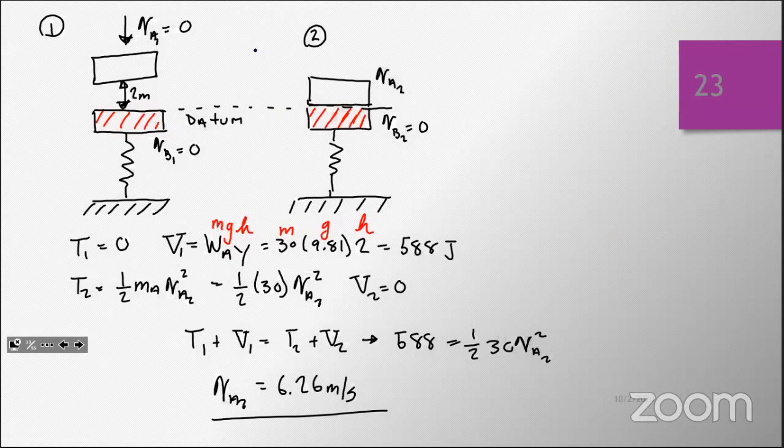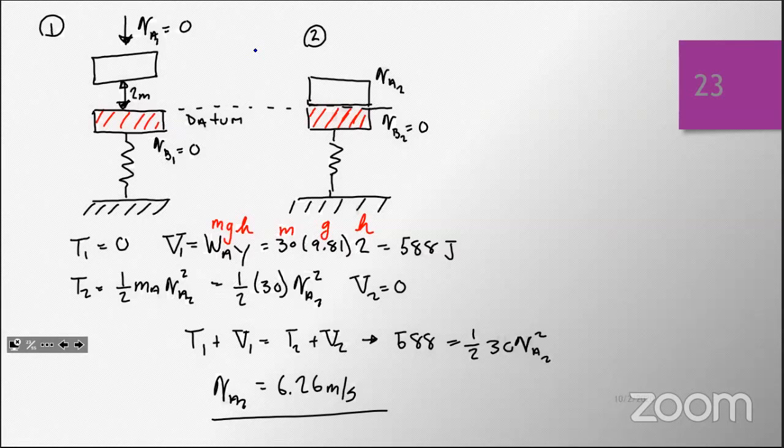Looking at state 2, what's my final energy here? All of my potential energy was converted into kinetic energy. We're looking at a split second before these two things touch each other, so right before impact. V sub B is still 0 because it hasn't had enough time to develop a velocity. So V2 is 0, and T2 is 1/2 m_A v_A2 squared.